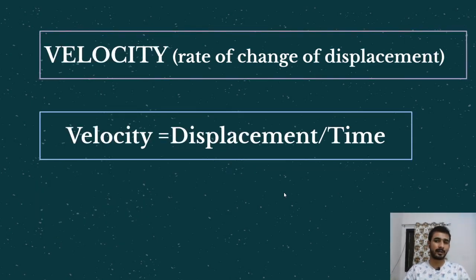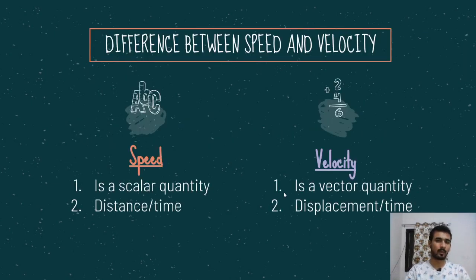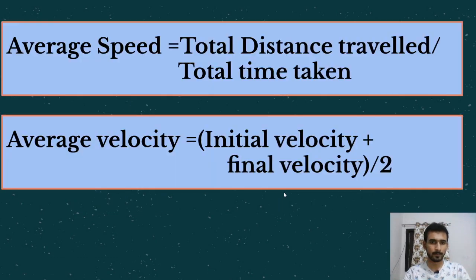Similarly, velocity is defined as the rate of change of displacement. It is a vector quantity. Mathematically, velocity is displacement per unit time. What is the difference between speed and velocity? We have already discussed it. Speed is a scalar quantity and velocity is a vector quantity. Mathematically, speed is distance by time, and velocity is displacement upon time.